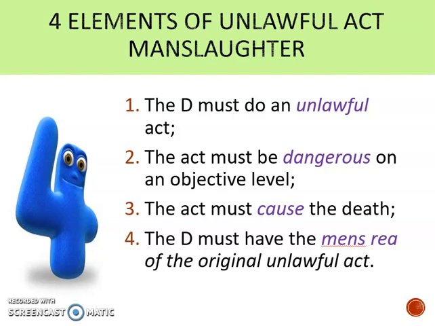Now, in order to find me guilty of UAM in that situation, there are four elements that need to be proven. Firstly, the defendant must do an unlawful act. Secondly, the act must be dangerous on an objective level. Thirdly, the act must cause the death. And fourthly, the defendant must have the mens rea for the original unlawful act.